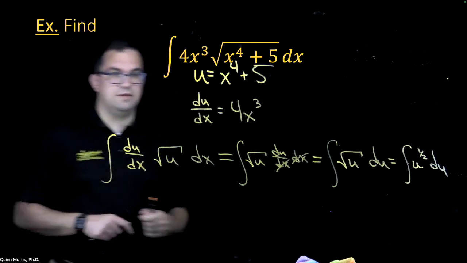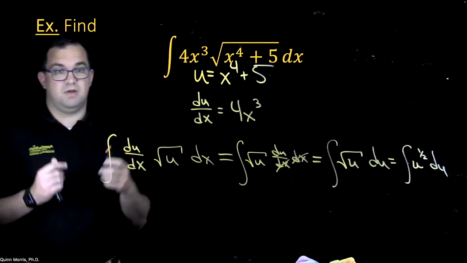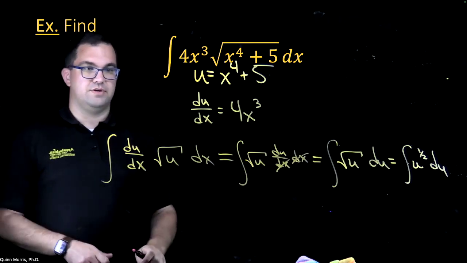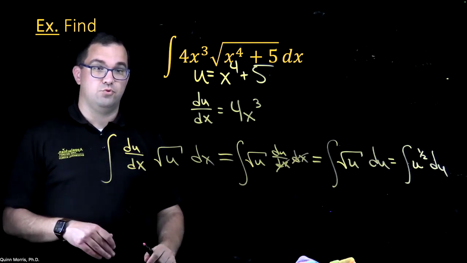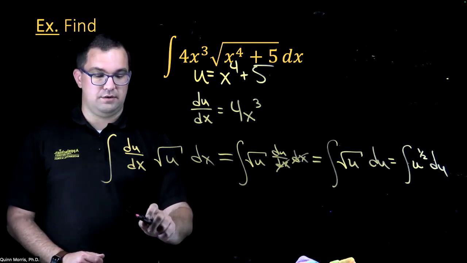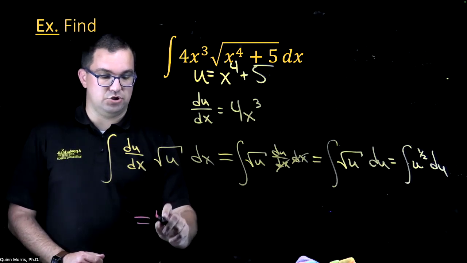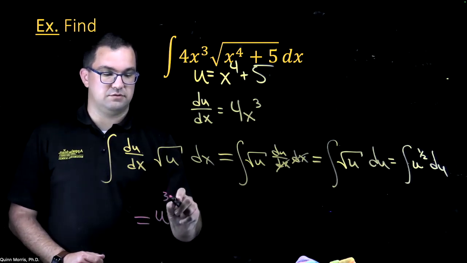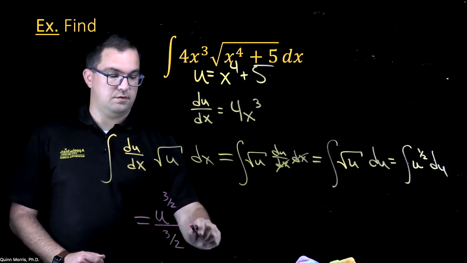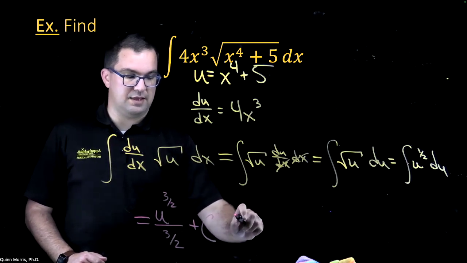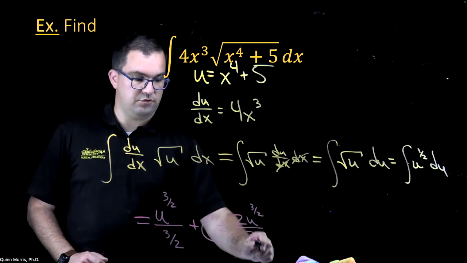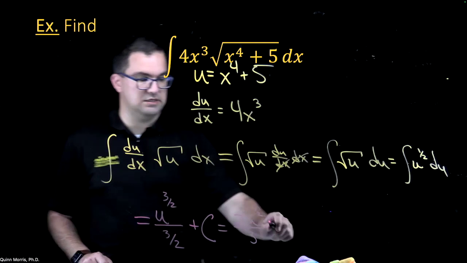Now, because this is written as just a power of u, this is a fairly straightforward integral to take. So we're going to increase the power by 1 and divide by the new power to get an antiderivative. Okay, so if I increase that power by 1, I'll get u to the 3/2 divided by 3/2 plus c. Simplifying that a bit, that's 2u to the 3/2 over 3 plus c.